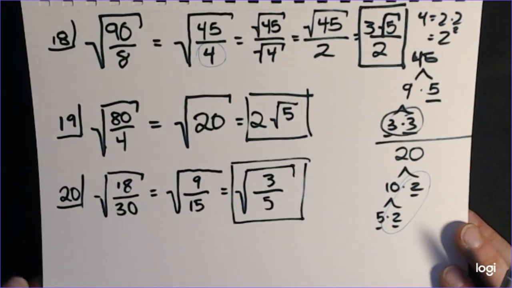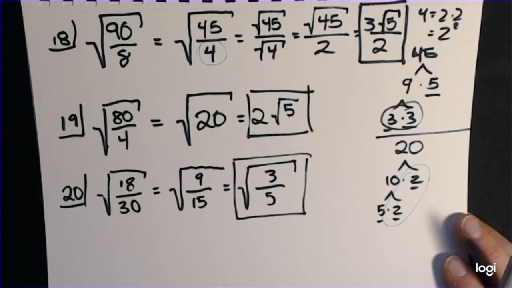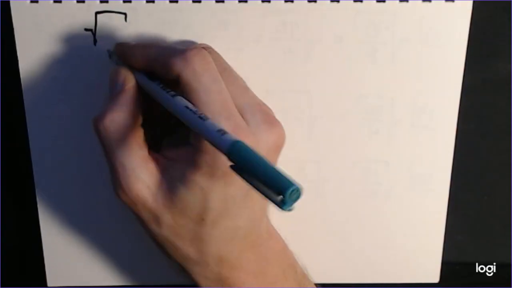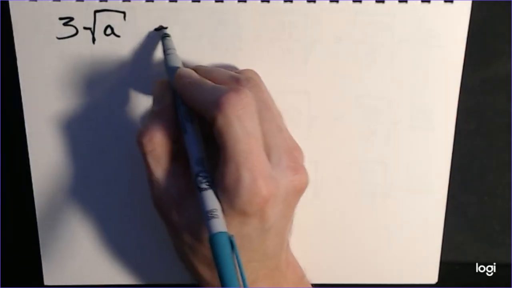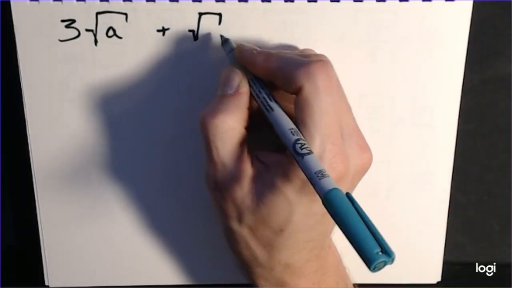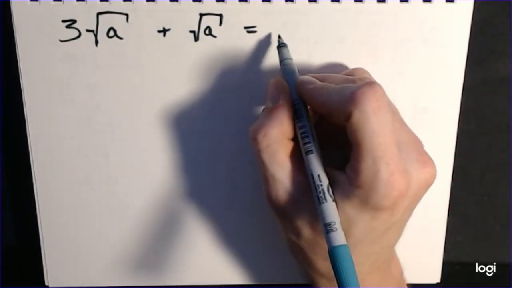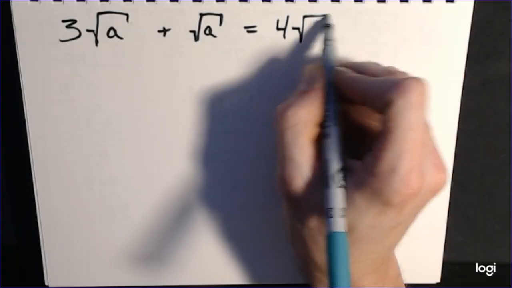Here we go. Okay, now I'm going to move on to the next section, which is the addition and subtraction of these radicals. So first I want to introduce the identity that we're going to work with, which is that if we have 3 of the square root of a, and we add that to the square root of a, that is equal to 4 square root of a.